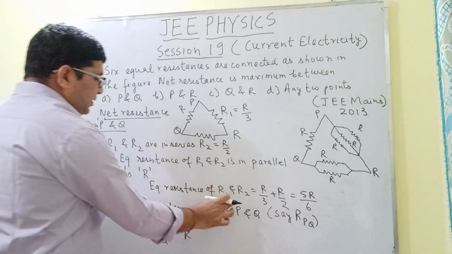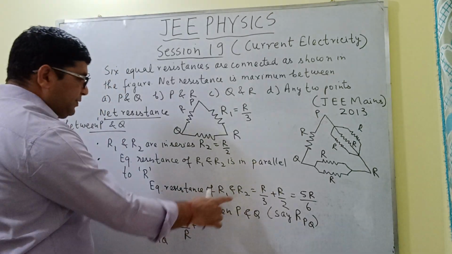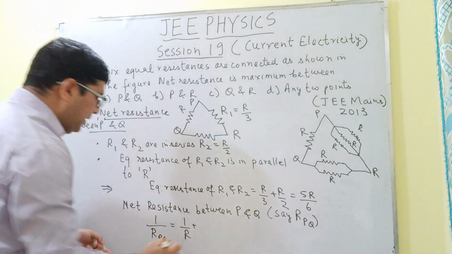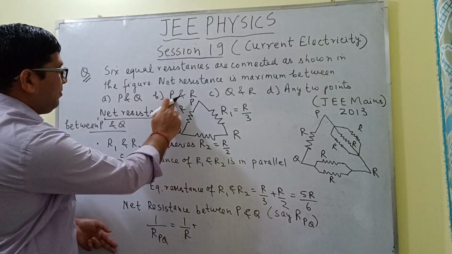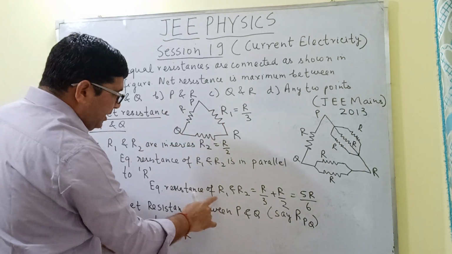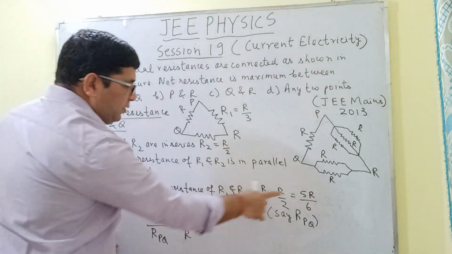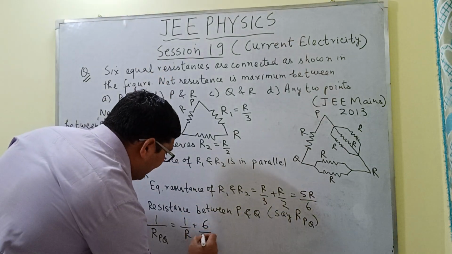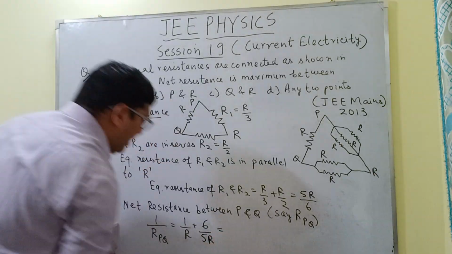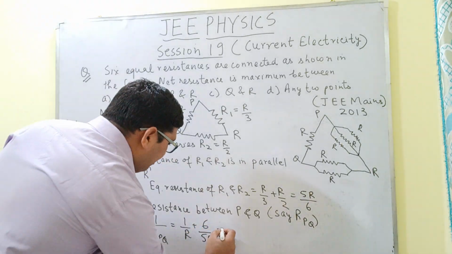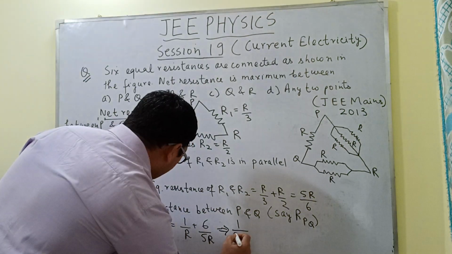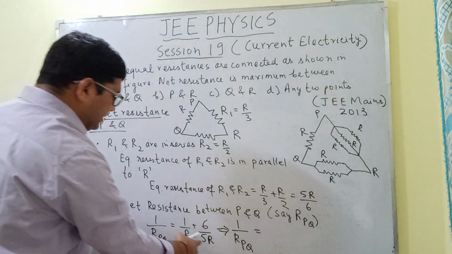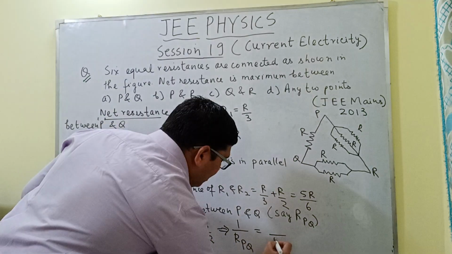Okay, because the equivalent of R1 and R2 is in parallel to the resistor R, which is connected between the point P and Q. So this will be equal to 1 divided by R plus 1 divided by the equivalent of R1 and R2, which is equal to 1 divided by 5R by 6. It means that it will be equal to 6 by 5R. So it implies that 1 by RPQ will be equal to, if I take the LCM, so I will be getting as 5R.